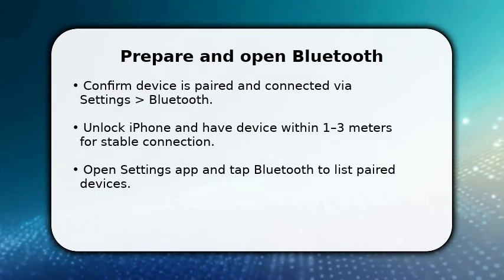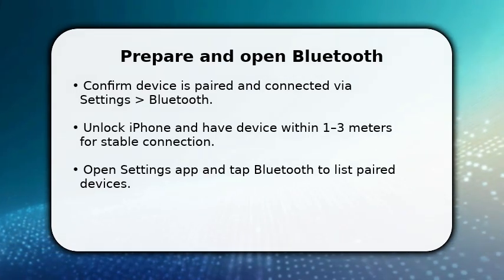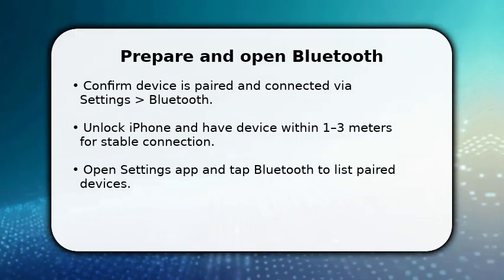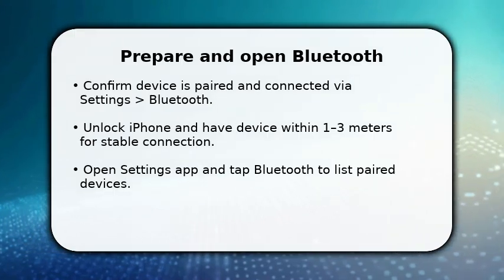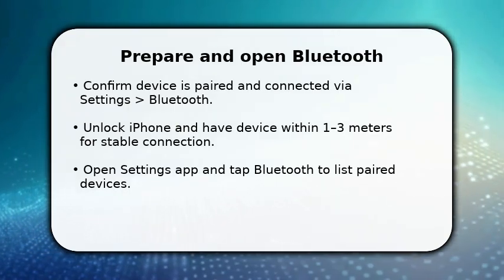Enjoy the video. You'll start with the connection. Make sure the Bluetooth device is paired and actively connected. That allows iPhone to present editable settings. Once done, unlock your iPhone and open Settings, then tap Bluetooth to see the list.